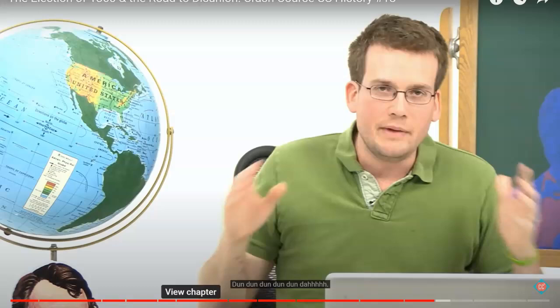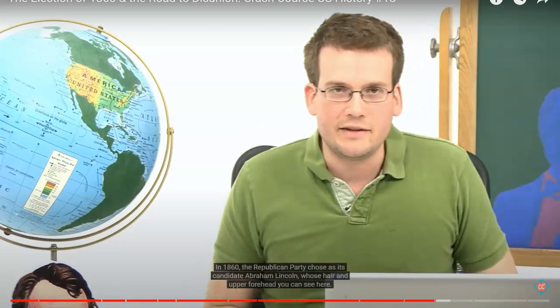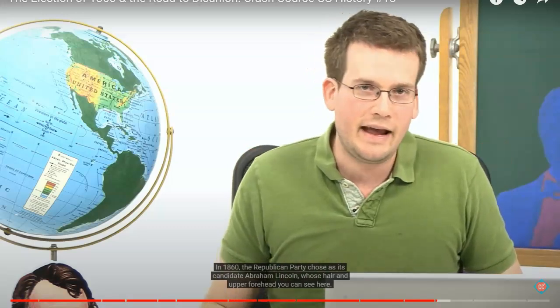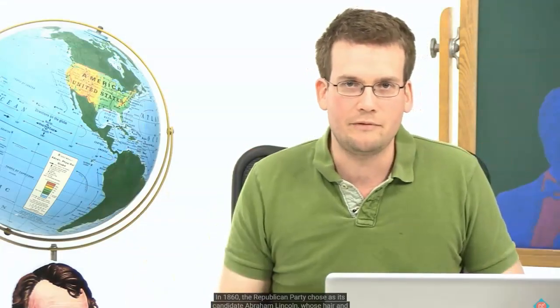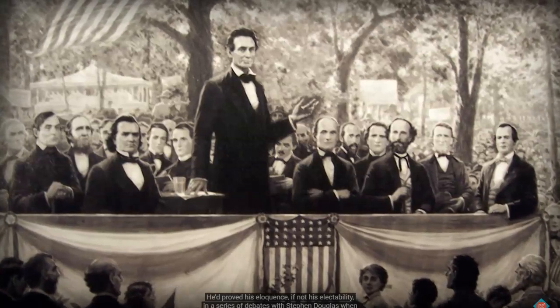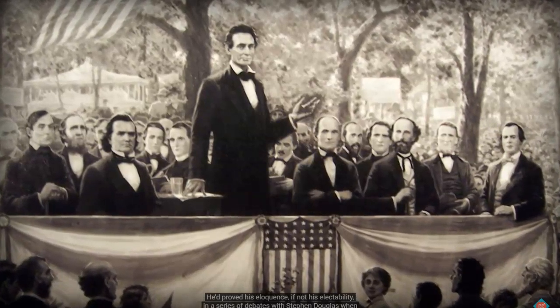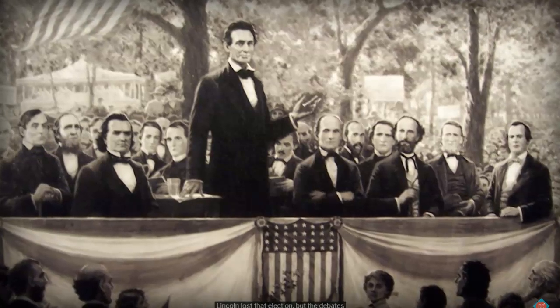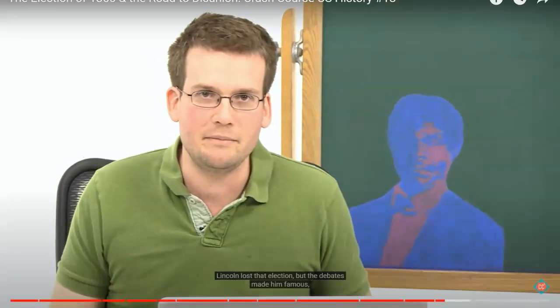So John Green's going to lay out how the election of 1860 worked and how it played out for Abraham Lincoln. In 1860, the Republican Party chose as its candidate Abraham Lincoln. He'd proved his eloquence, if not his electability, in a series of debates with Stephen Douglas when the two were running for the Senate in 1858. Lincoln lost that election, but the debates made him famous.